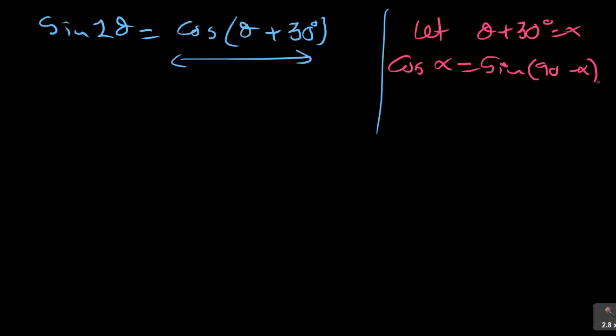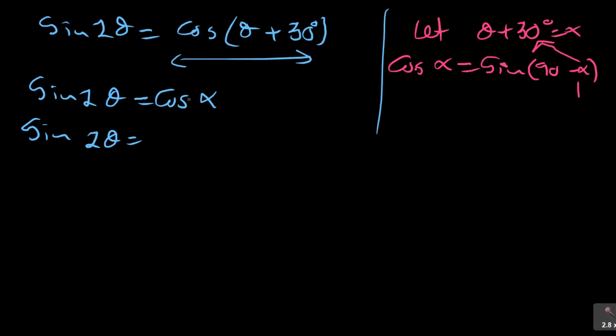Cos alpha is sine (90 minus alpha). So I can use that here, but don't forget, what is my alpha? My alpha is theta plus 30. So here I'll say sine 2 theta is equal to cos alpha. So sine 2 theta is equal to, now cos alpha becomes sine (90 minus alpha).